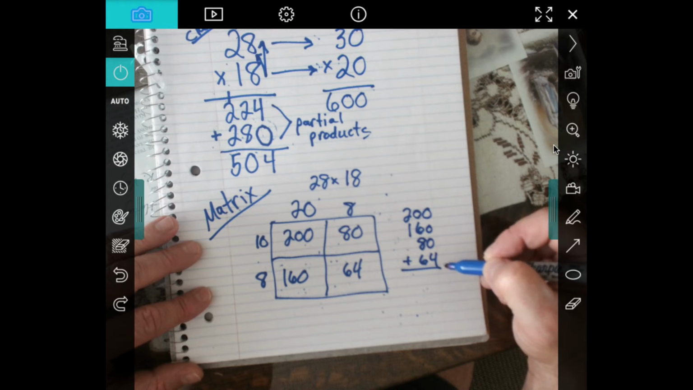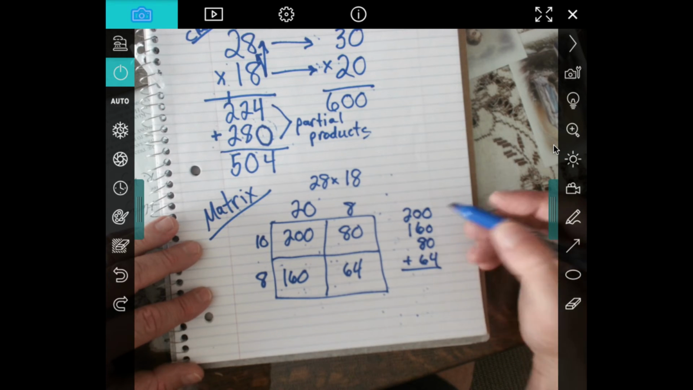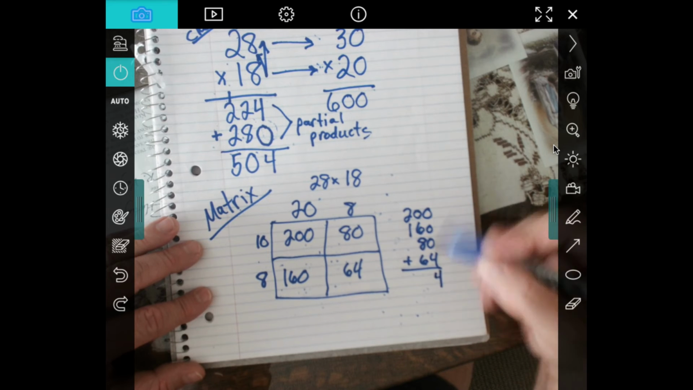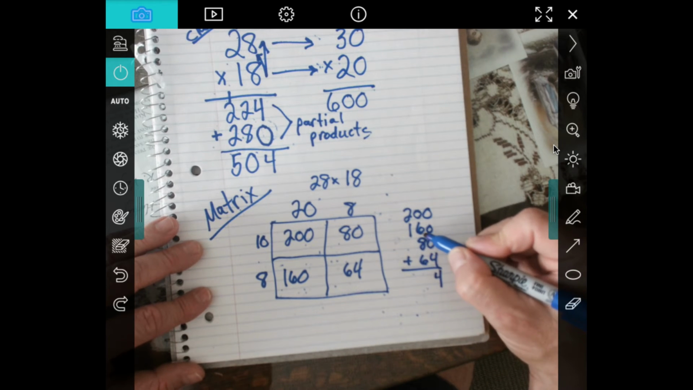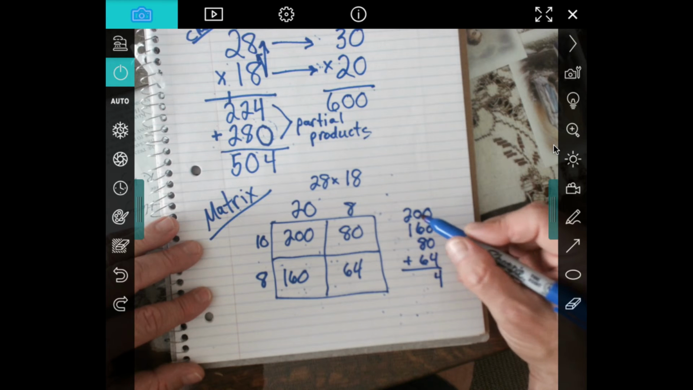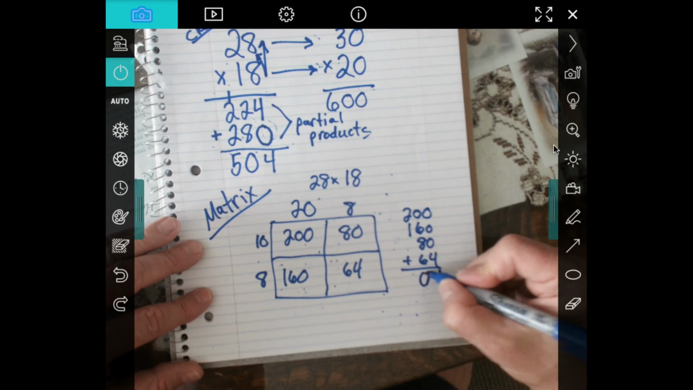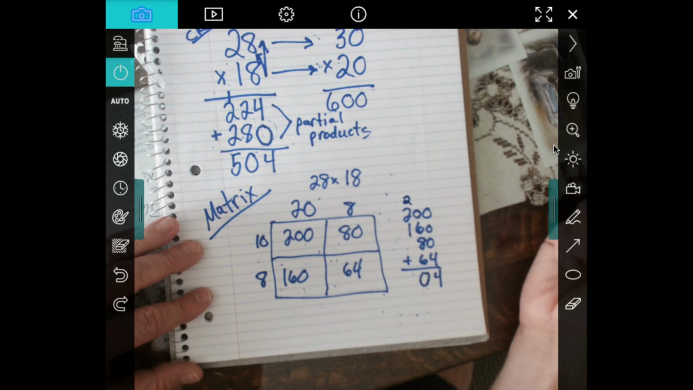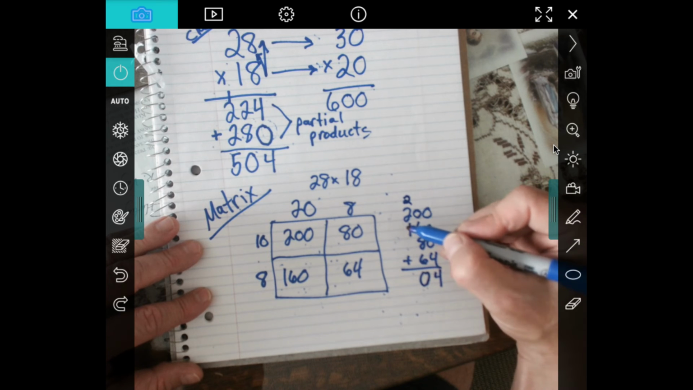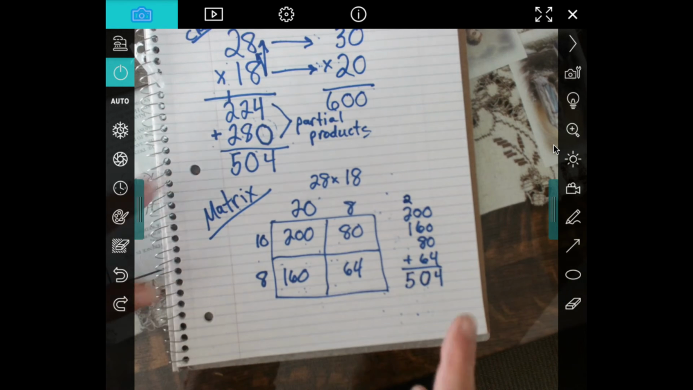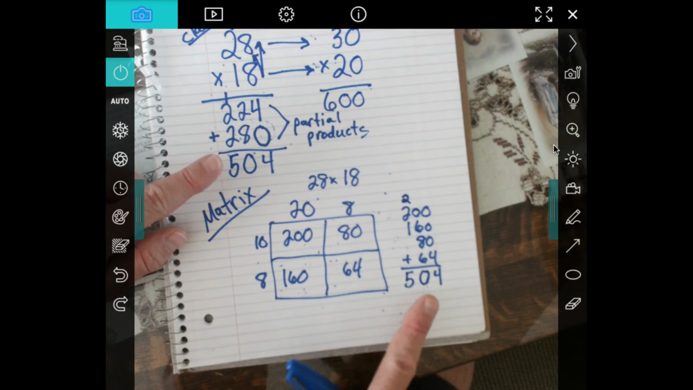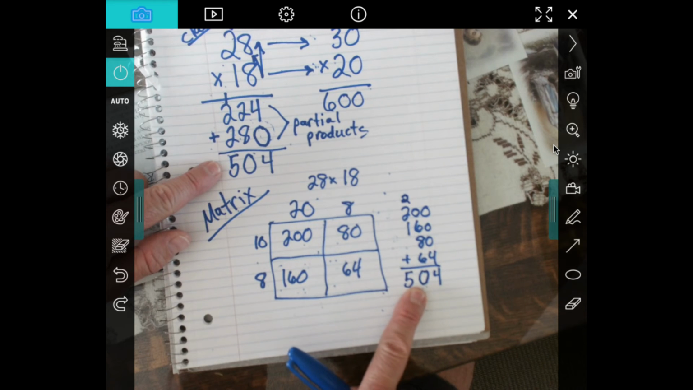So now we add 4 plus 0 plus 0 plus 0 just equals a 4. 6 plus 8 is 14, plus 6 is 20, 20 plus 0 is 20. Put the 2 down, regroup the 2. So now we go 1 plus 2 is 3. 3 plus another 2 is 5. And take a look. We end up with the exact same answer.